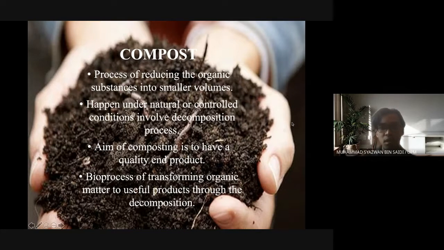Bioconversion, also known as biotransformation, is the conversion of organic material, such as plant or animal waste, into usable products or energy sources by biological processes or agents such as microorganisms. Next slide.